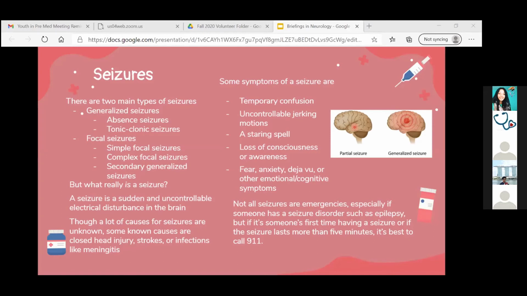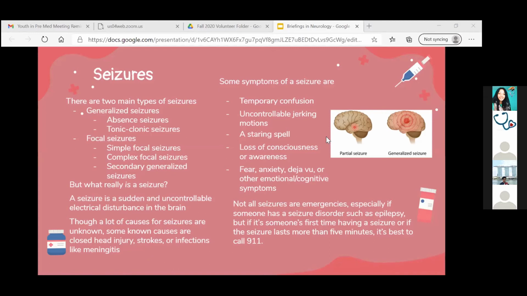But what really is a seizure? A seizure is a sudden and uncontrollable electrical disturbance in the brain. Though a lot of causes for seizures are unknown, some known causes are a closed head injury, stroke, or an infection such as meningitis. Meningitis is an infection of the membranes protecting your brain and spine.